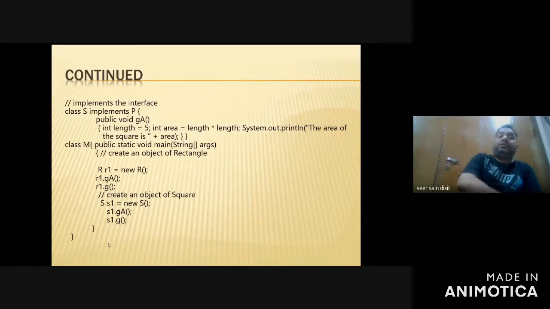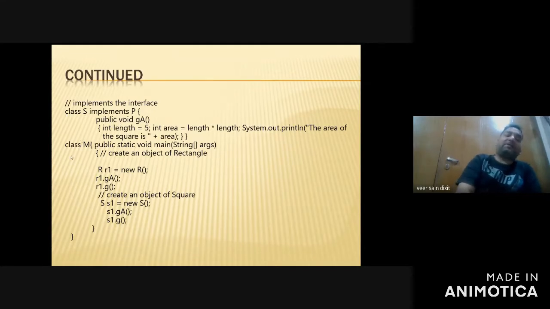Now there is another class again. S stands for square, which is implementing polygon. Again, we are defining GA, and here the square is length into length. The value of length is 5, and you are printing the area of that particular square. So you are implementing the abstract method here in the class, defining the abstract method in the square.